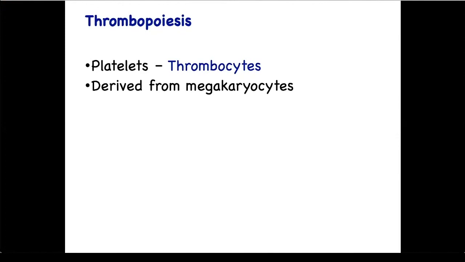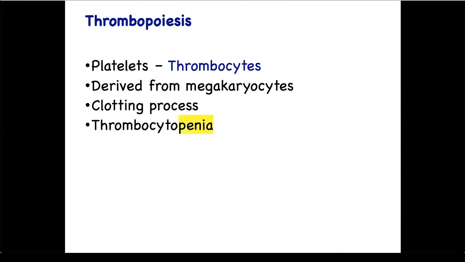A thrombocyte is not an actual cell. It is actually a part of the megakaryocyte that has pinched off. It's got granules in it within the cytoplasm, and it's surrounded by a plasma membrane. Thrombocytes are involved in the clotting process, and when you don't have enough of them, that is called thrombocytopenia. So penia means when it's lower than normal.